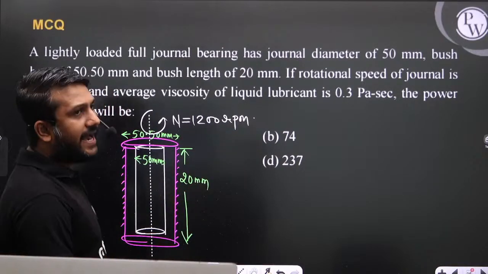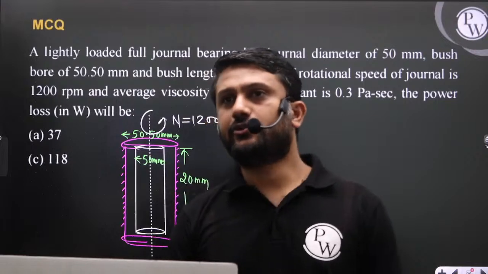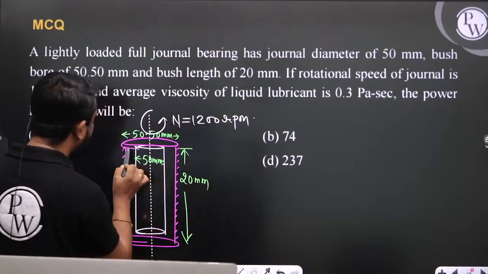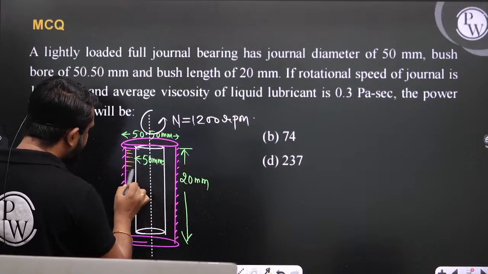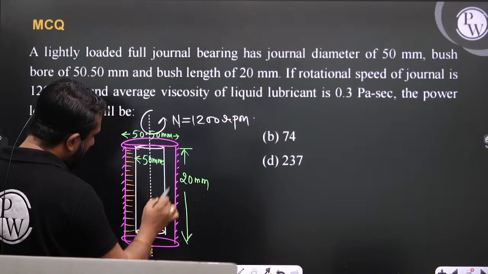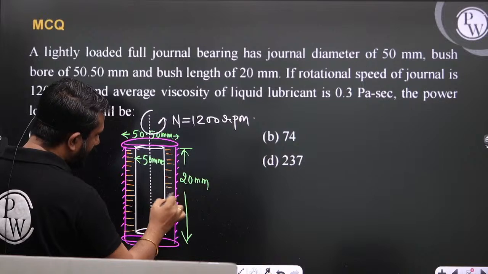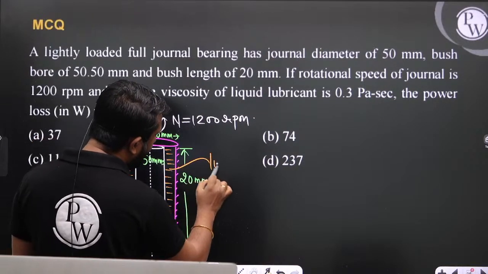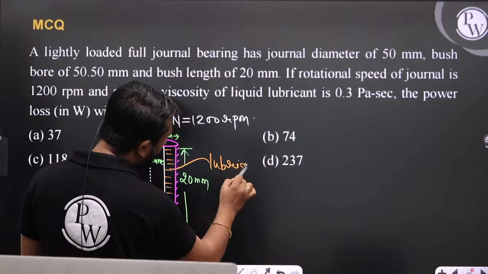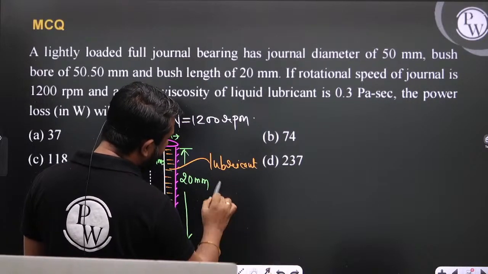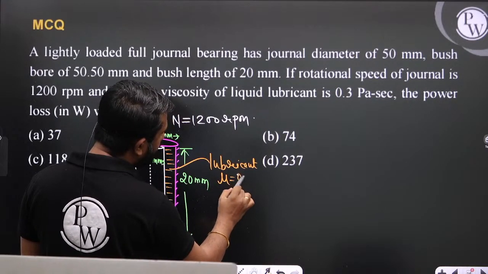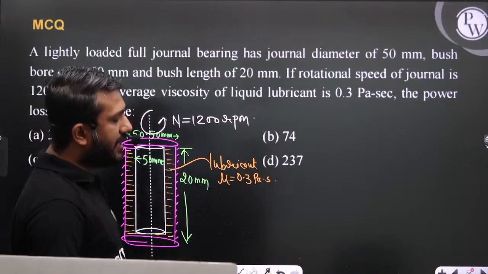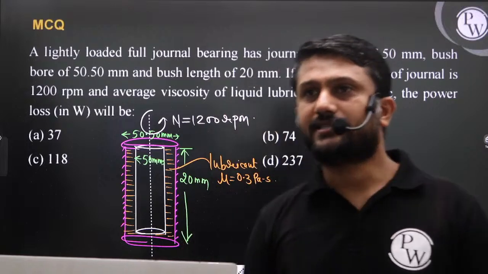And to reduce the friction, oil or lubricant is used. This is the lubricant, and what is the viscosity of the lubricant? The viscosity of the lubricant is 0.3 Pascal second.